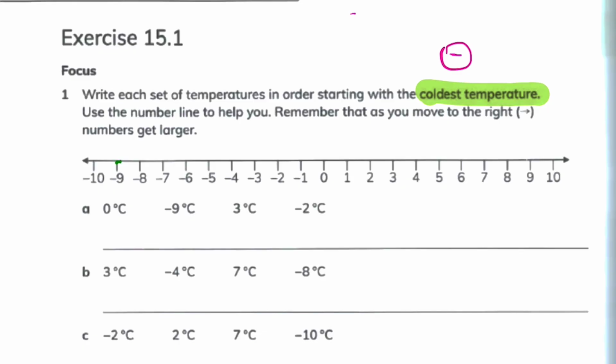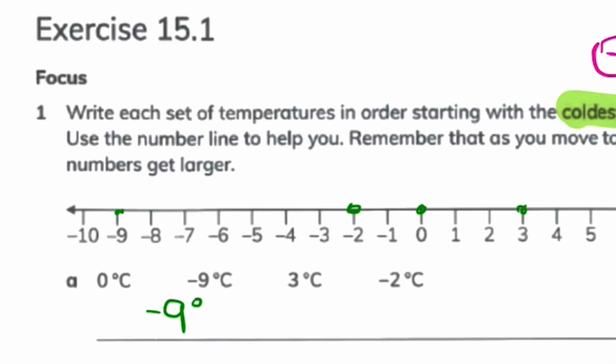First we will figure out all the numbers on the number line. -9, -2, 0 and 3. We can see on the number line that -9 is the first number. Then -2, then after -2 it's 0 and after that it's 3. So this is the order.